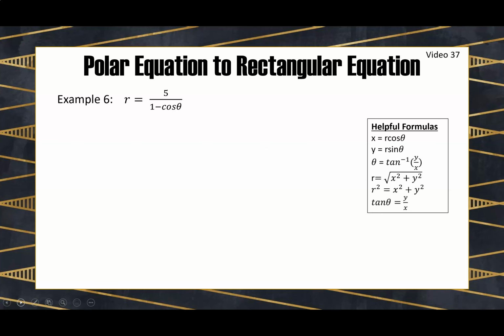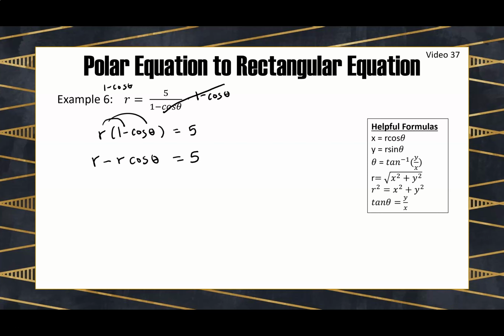Let's do one more of those. I know that those are a little bit tricky, and hint, hint, it's very important too. All right, so I'm just going to multiply by 1 minus cosine theta here. And so that cancels, and here I'm left with r times 1 minus cosine theta is equal to 5. Distribute through, I get r minus r cosine theta equals 5. The r becomes the square root of x squared plus y squared. And then the r cosine theta becomes an x. Don't forget the minus right here. And then that's equal to 5.